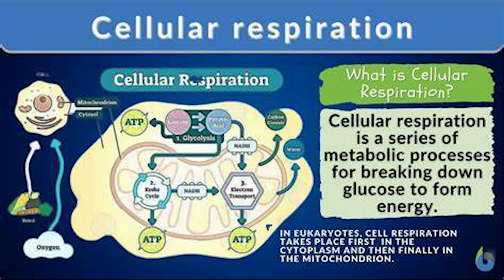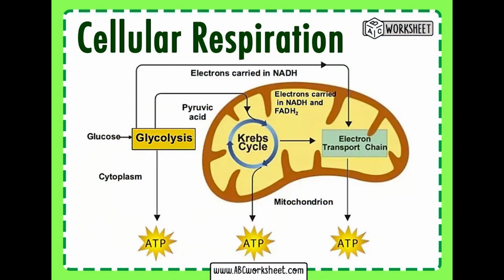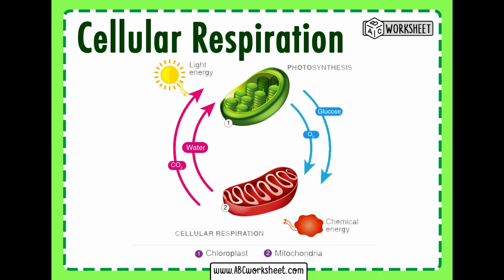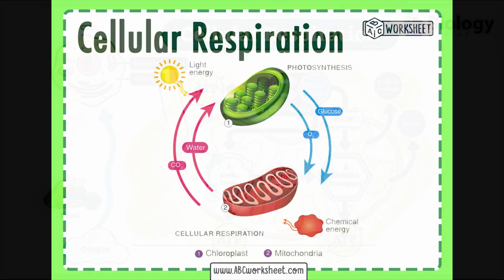The final stage of cellular respiration takes place in the inner mitochondrial membrane. Electrons from NADH and FADH2 are transferred through a series of protein complexes in the electron transport chain. This transfer of electrons generates a flow of protons, H+ ions, across the membrane, creating an electrochemical gradient. The energy from this gradient is used by ATP synthase to produce ATP. Oxygen acts as the final electron acceptor, combining with electrons and protons to form water as a byproduct.